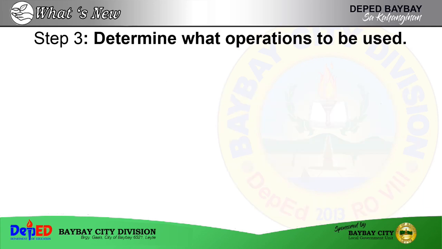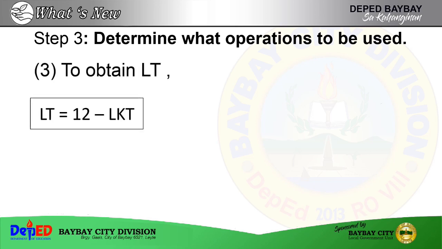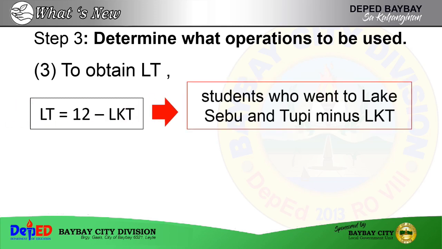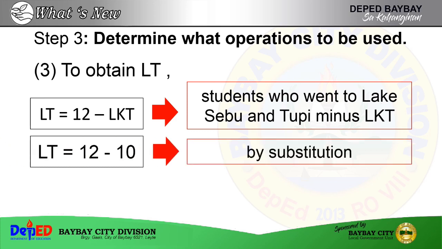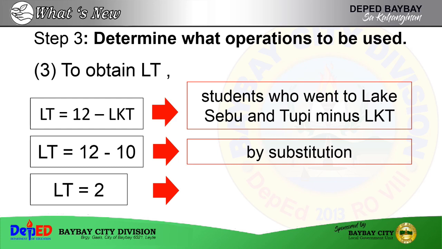To obtain LT, LT is equal to 12 minus LKT. These are the students who went to Lake Cebu and Tupi minus LKT. LT is equal to 12 minus 10. It is done by substitution. So 12 minus 10, LT will become 2. So these are the students who joined the trip to Lake Cebu and Tupi only.